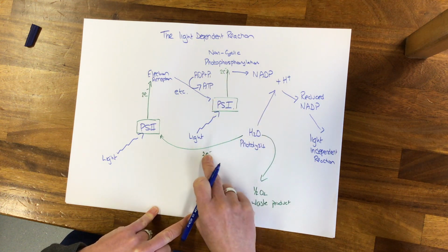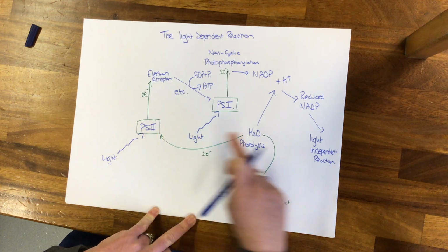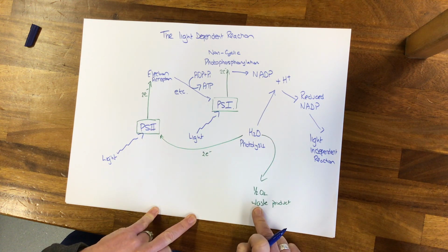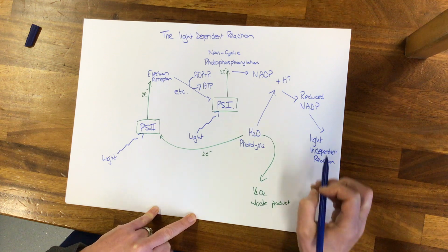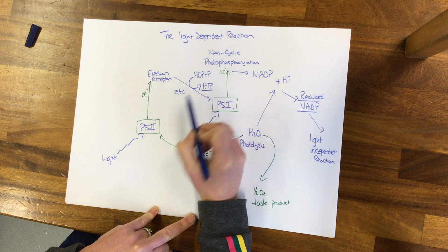Our electrons from the photolysis get picked up by the photosystem 2, and we have our waste product, oxygen, that is released into the atmosphere. So that is the light-dependent reaction. So reduced NADP goes to the light-independent reaction along with ATP.